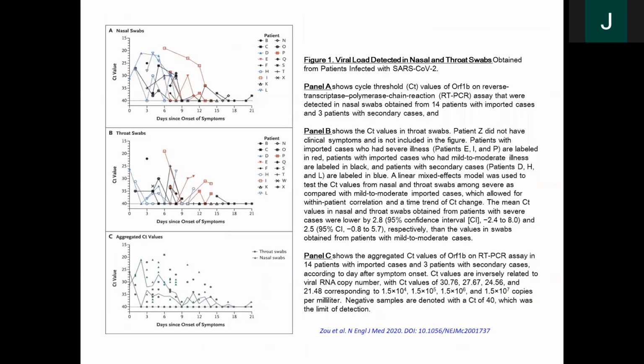So this is an early study from the NEJM looking at viral loads over time. For those of you who know about PCR, as the CT value drops, the viral load actually goes up, because it's the number of cycles you need to reach a certain threshold. So here you just see that it's an inverted y-axis.